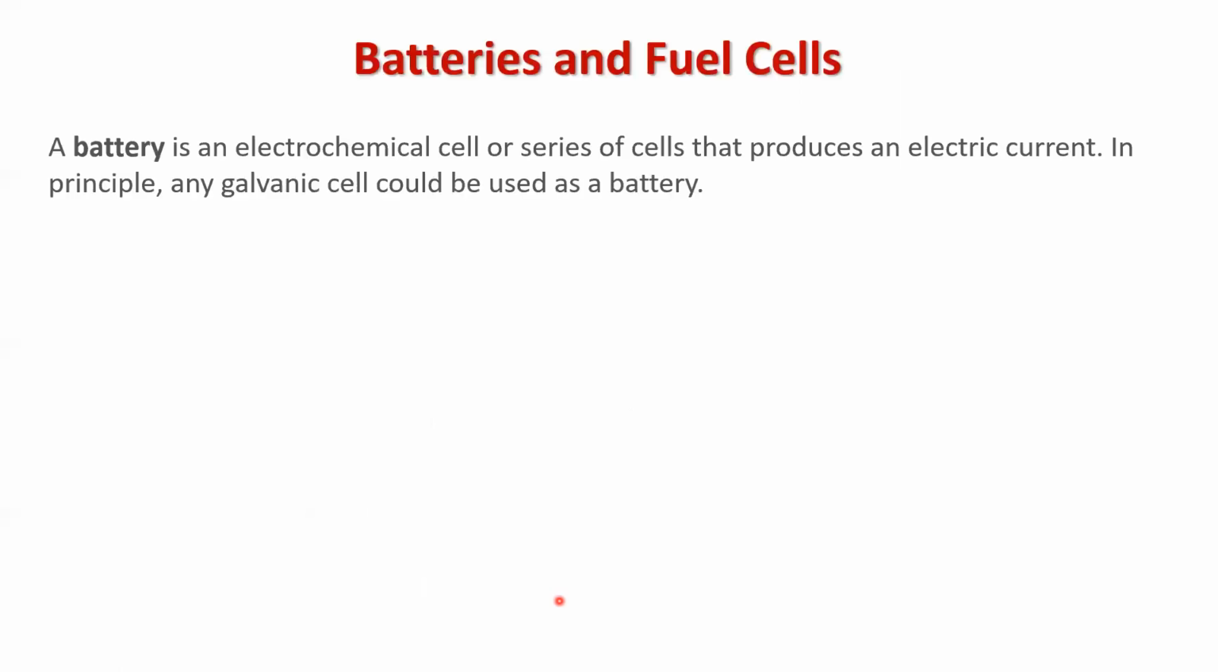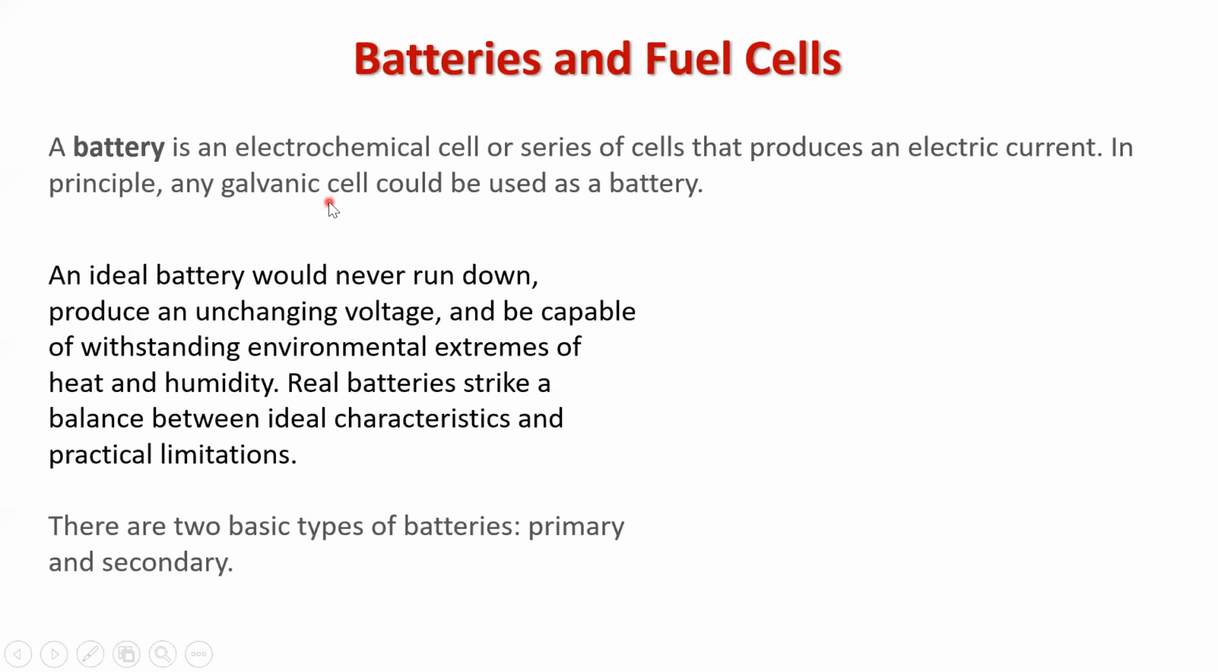All right, batteries. We're going to go through this super quick. When we talk about batteries, batteries are electrochemical cells. Okay, they take chemical energy and convert it to electrical energy. They're essentially a galvanic cell. Okay, there are 2 types of batteries. There are primary batteries. Okay, those are ones that are one and done.